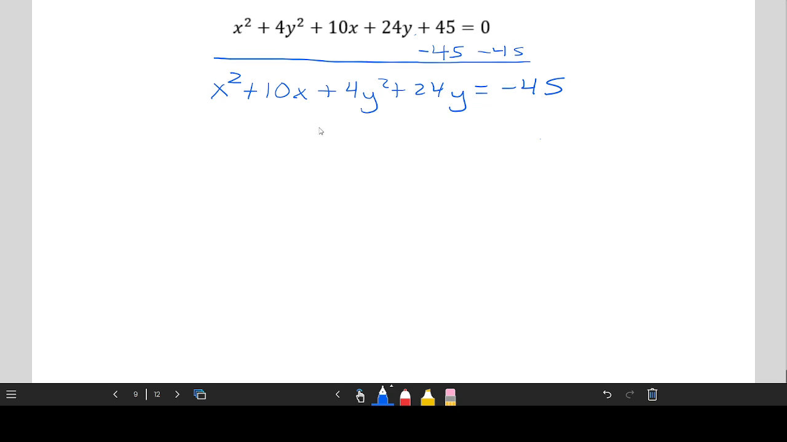And then we want to look at the squared terms, and if there's a coefficient that's not 1, we want to factor that from that part of the equation. So x squared has a coefficient of 1, so we don't have to touch the x terms. But y squared has a coefficient of 4, so we're going to factor that from the terms that have y. So in the parentheses we'll have y squared plus 6y.